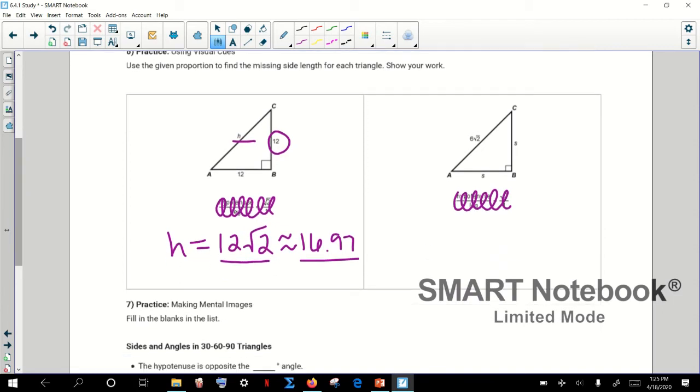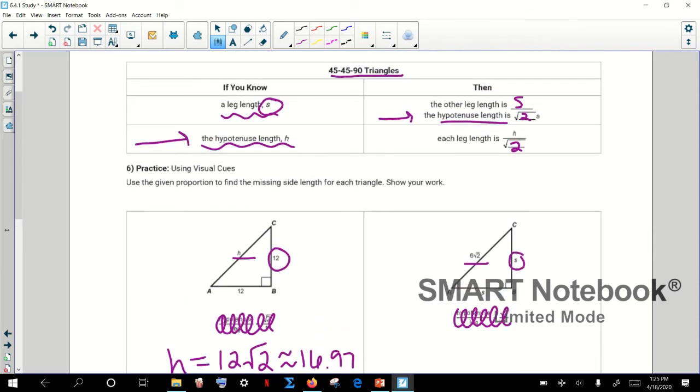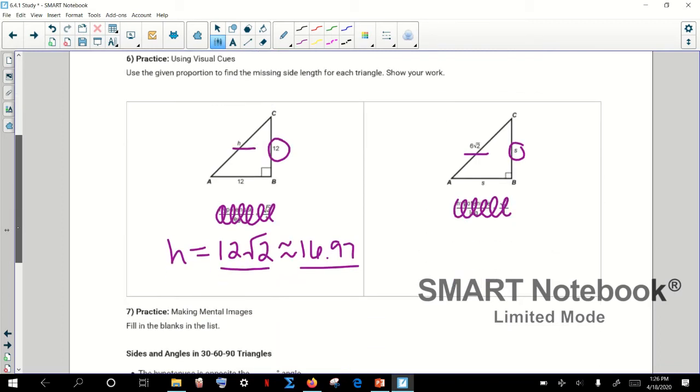All right. In the second example, we're given the hypotenuse, but we want to find the leg length. So let's go back up to our table. If we're given the hypotenuse, which we are in this case, each leg is going to be whatever the hypotenuse is divided by square root of 2 instead of multiplying by square root of 2. So in order to find S, I'm going to take the hypotenuse and divide by square root of 2. All right, now I have to simplify that. What happens when I divide square root of 2 by square root of 2? They go away. So the leg length of each is 6.